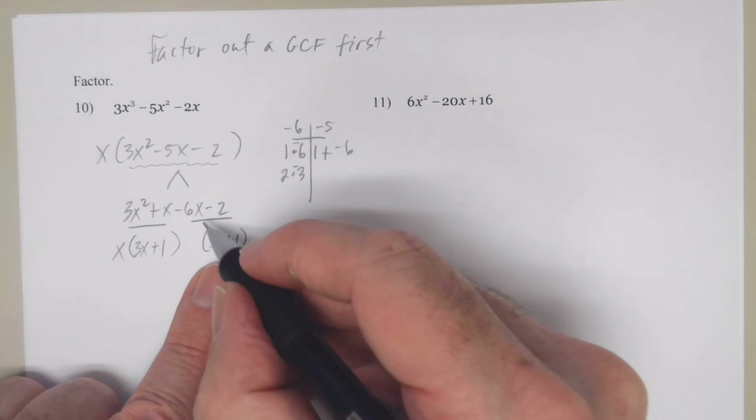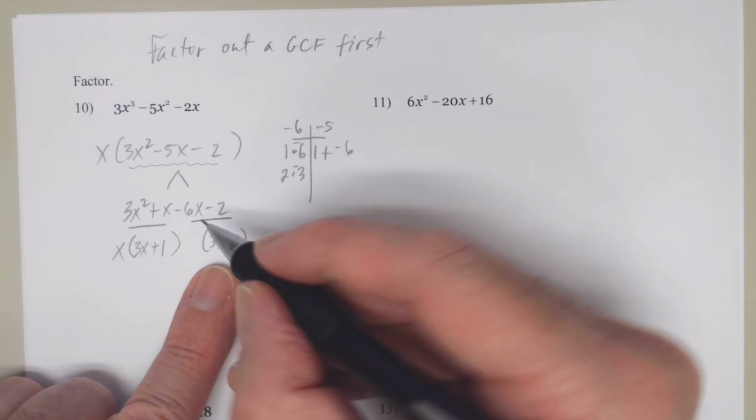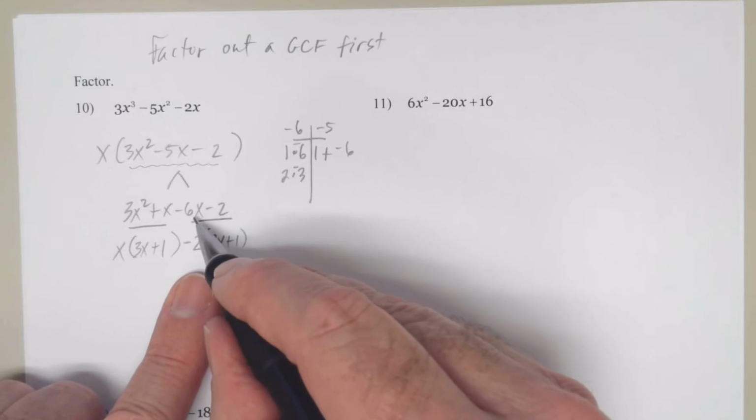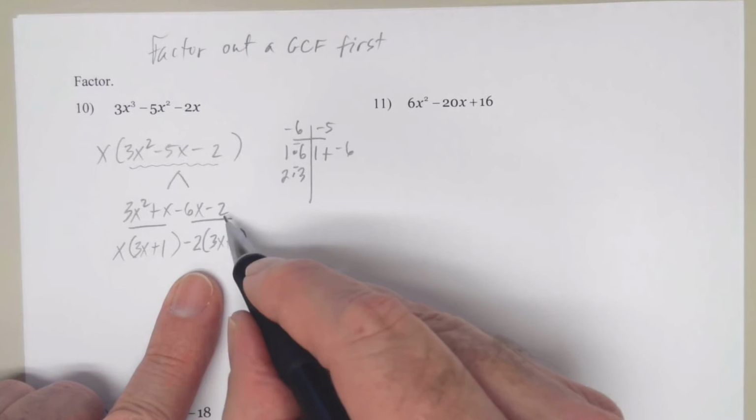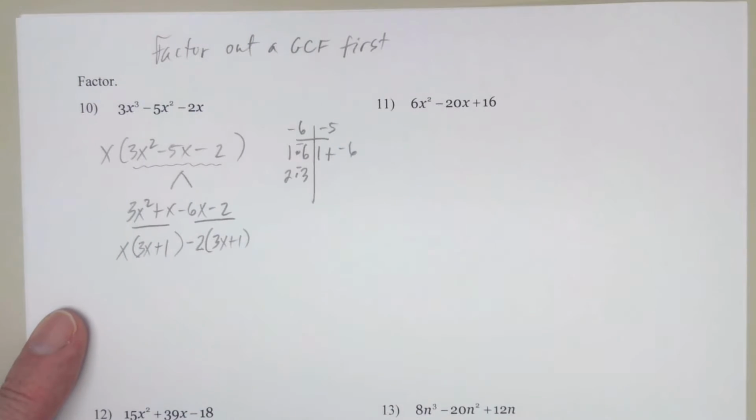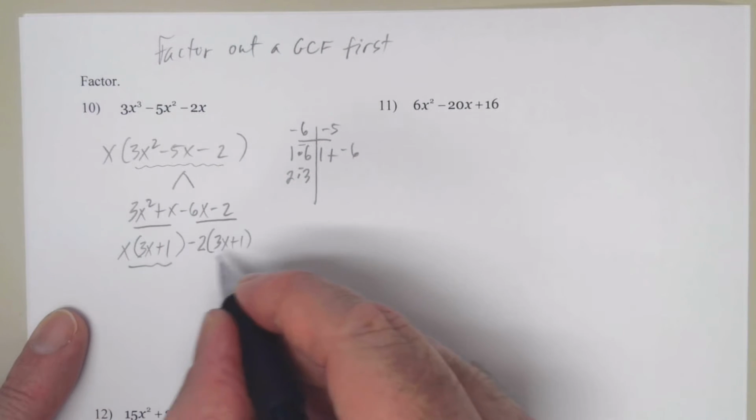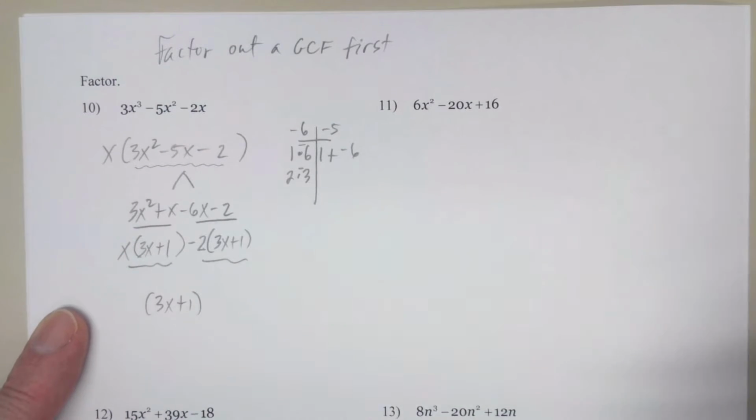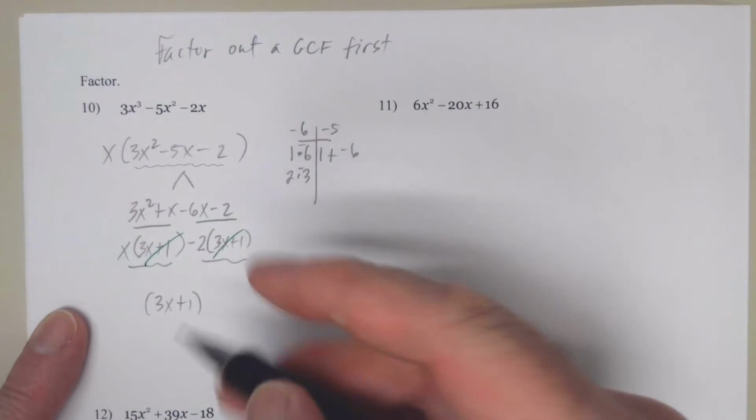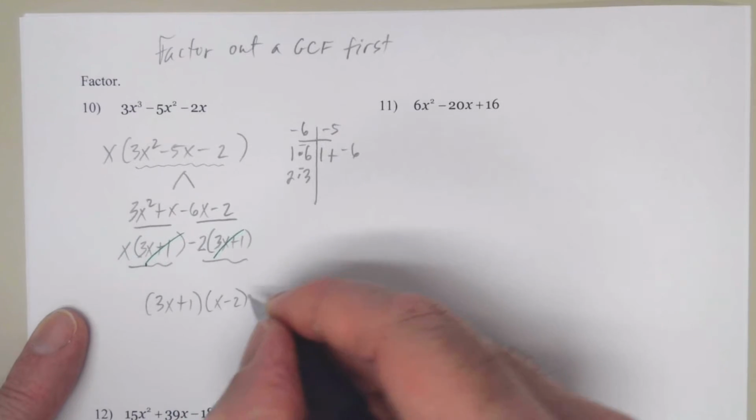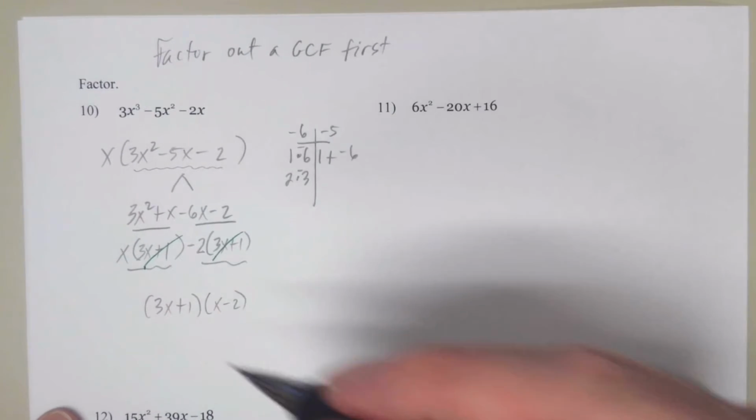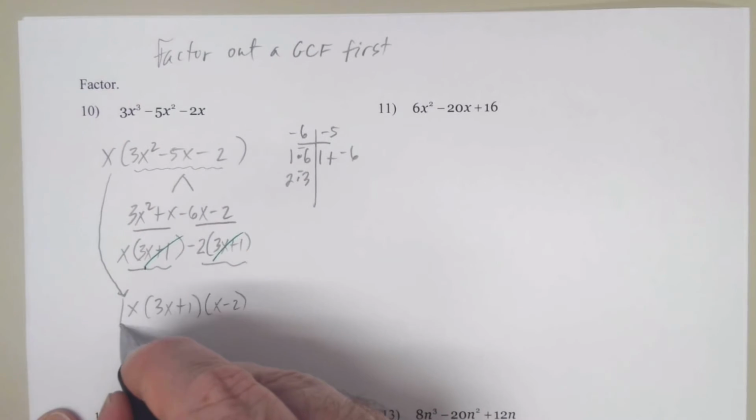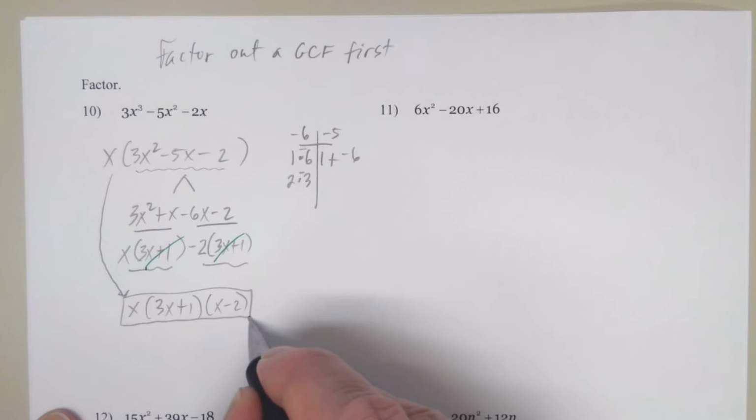And notice 3x times something gives me this minus 6x. I'm going to need a minus 2 there. Negative 2 times 3x is negative 6x. Negative 2 times 1 is the negative 2. So we have two terms with a common factor of 3x plus 1. If we cancel those out, notice we have x minus 2 left over. But don't forget, there's one more thing. We had factored out an x. And so in our final answer, we'll have that x out front.